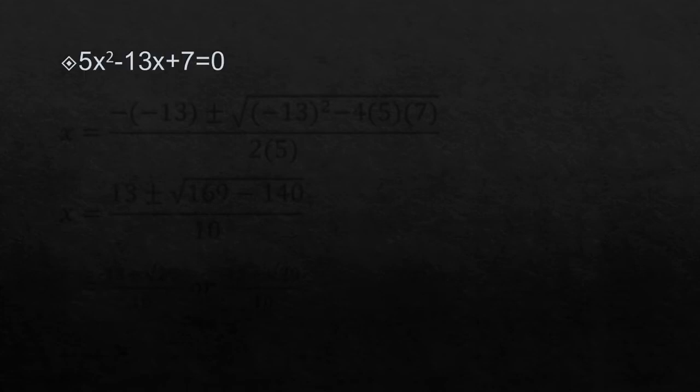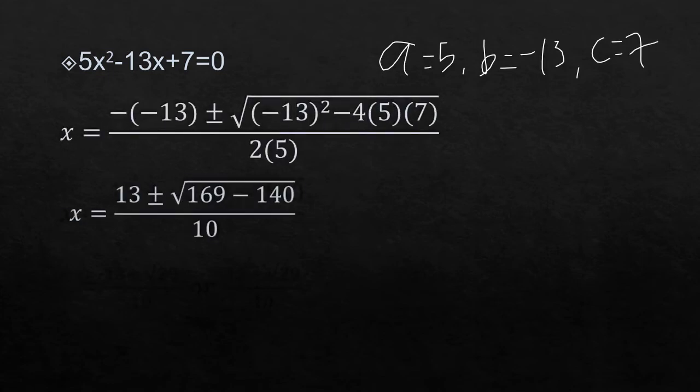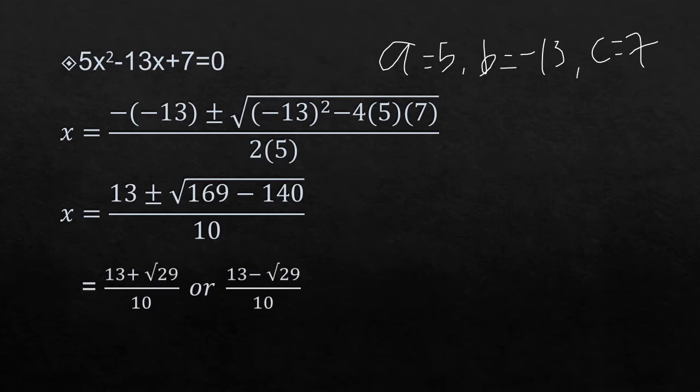Now let's try to solve a question by using the quadratic formula. Do it on your own first. So here we just need to identify the a, b, c values and compute it into the equation. It's that simple. So a here is equal to 5, b is equal to negative 13, and c is equal to 7. Compute everything into the equation, and in the end you'll get x is equal to 13 plus minus the square root of 29 over 10.